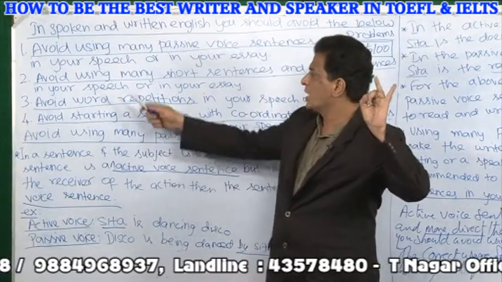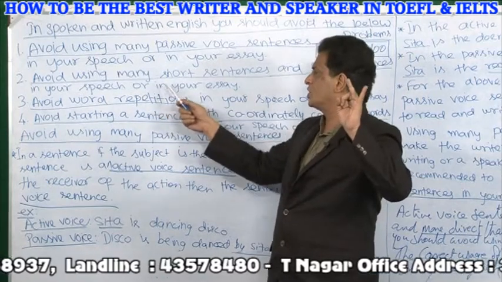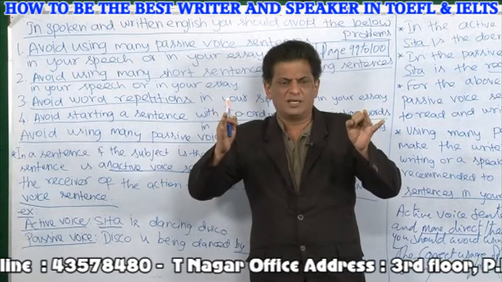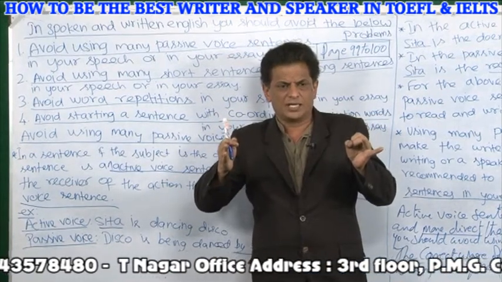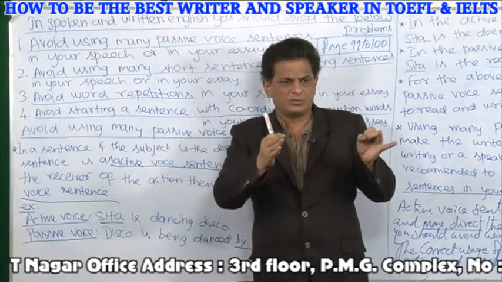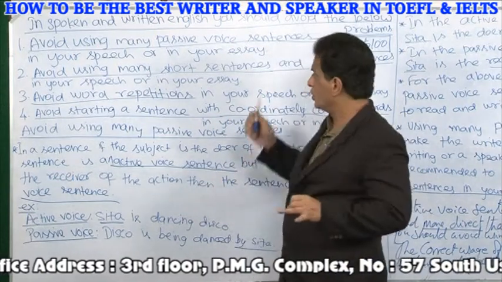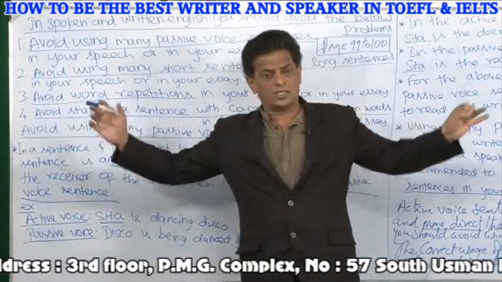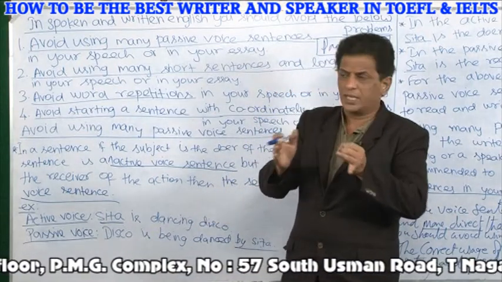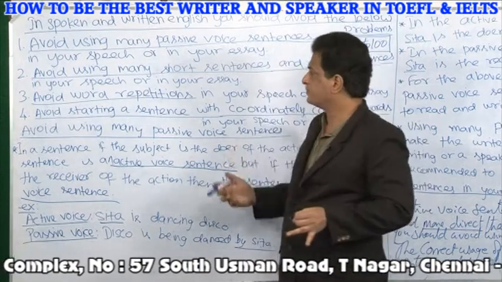Number 2, avoid using too many short sentences and long sentences in your speech or in your essay. Don't go in for very short sentences, for example: I am so and so, I come from so and so, I am doing this, they are going there. And also don't go in for a very long sentence. You should have a pause, put a full stop in between, make a gap so that the listener is able to understand the concepts.